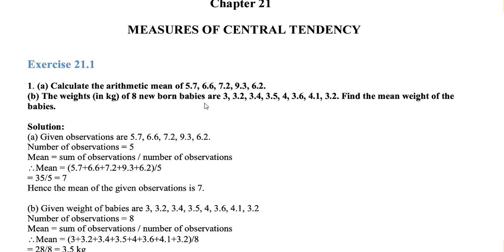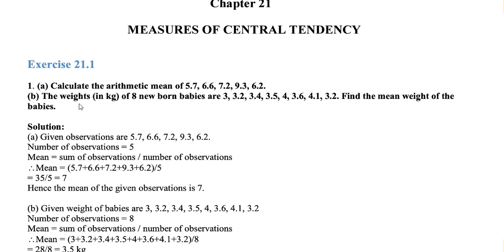Calculate the arithmetic mean of 5.7, 6.6, 7.2, 9.3 and 6.2. That is question number 1. When you see these types of problem, first count the number of observations: 1, 2, 3, 4, 5. After that, add all the figures and divide by the number of observations. You will get the mean. So 5.7 plus 6.6 plus 7.2 plus 9.3 plus 6.2 divided by 5. You will get 7, and 7 is the mean.